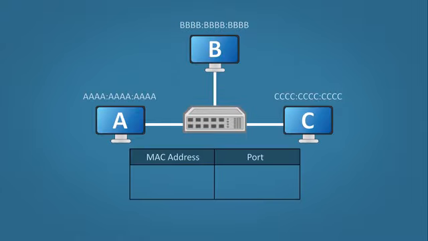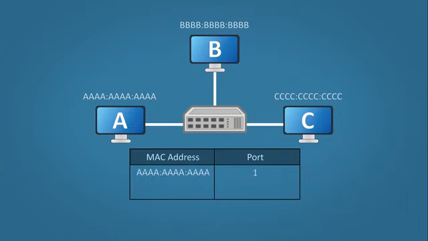A switch has something called a MAC address table. This table will list each MAC address and which port it is connected to. In this example, host A will send some data to host C. The switch receives the data, but as you can see, the MAC address table is empty. The switch in this case will forward the data out of each port just like a hub.